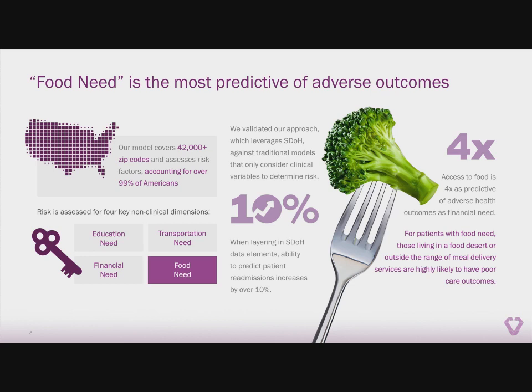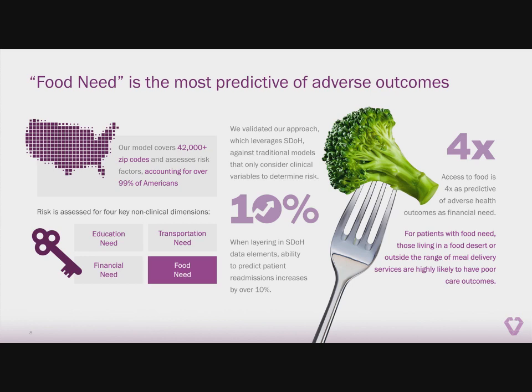And specifically, when we look at which of those social determinants were making the biggest impact, we really saw that it was food, which is why I love this graphic on the screen of piercing this piece of broccoli, because it's so illustrative of the importance of food in determining health outcomes. What we saw is that access to food is really 4 times as predictive of adverse health outcomes as the next closest item, which was financial need.